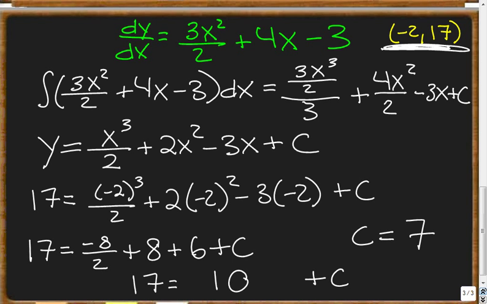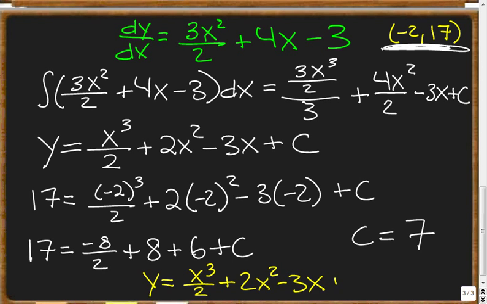So when we put all of this together to find our final answer, okay, sorry about that delay. We end up finally with our main equation being y equals x cubed over 2 plus 2x squared minus 3x plus 7.